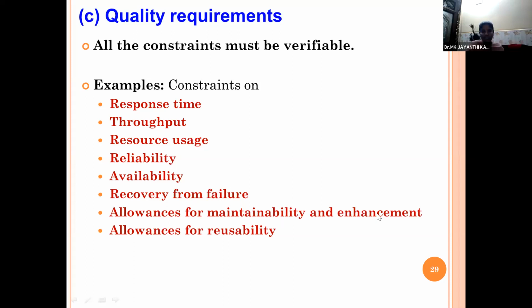Allowances for maintainability and enhancement. We need to spend on peripherals or resources, or we need any special software to maintain the software, or need to back up the data. So the maintenance activities related to the product also play an important role. Allowances for reusability. So whether the project can be used and reused again and again in different environments. That is also important in quality requirements. So any doubt in the quality requirements?